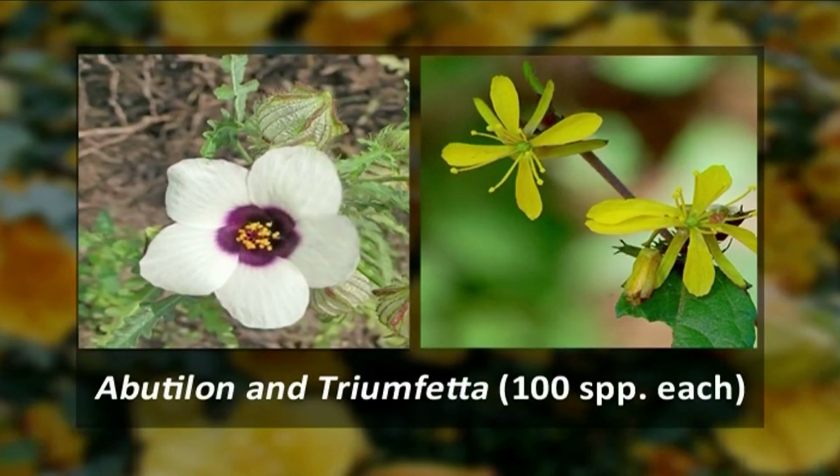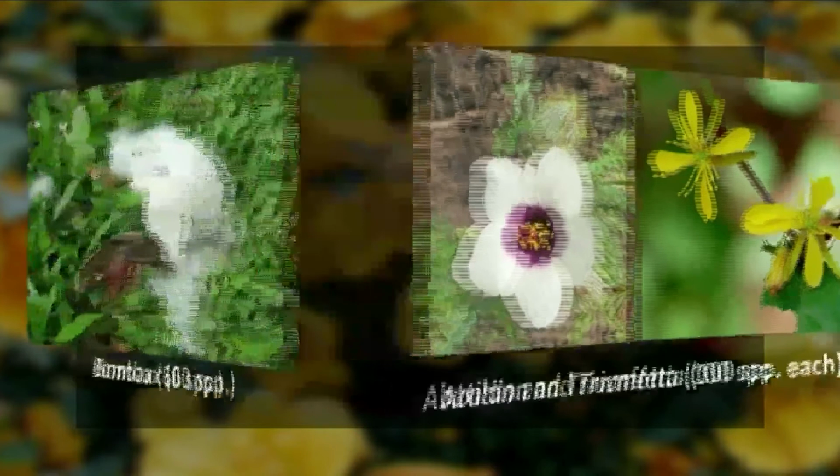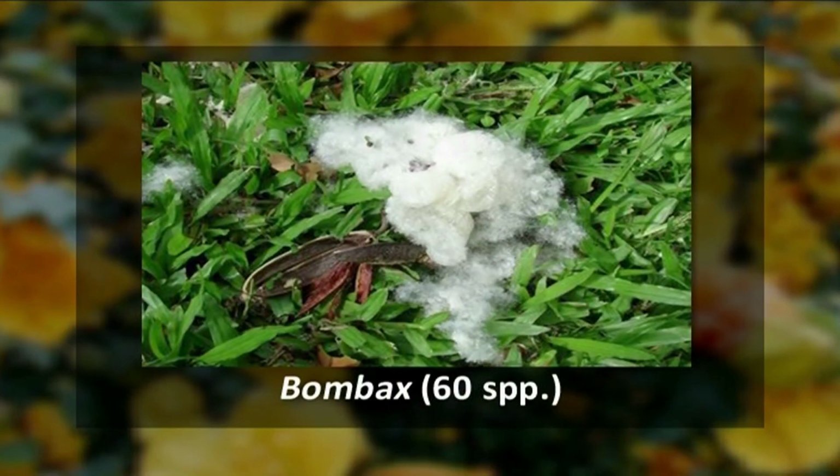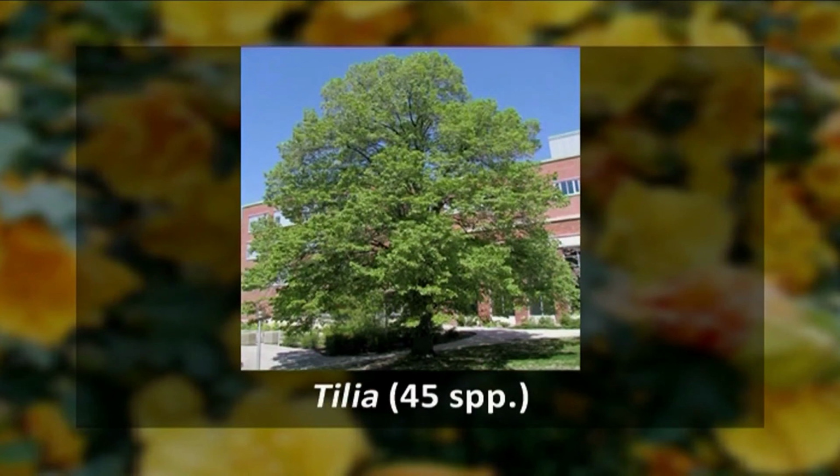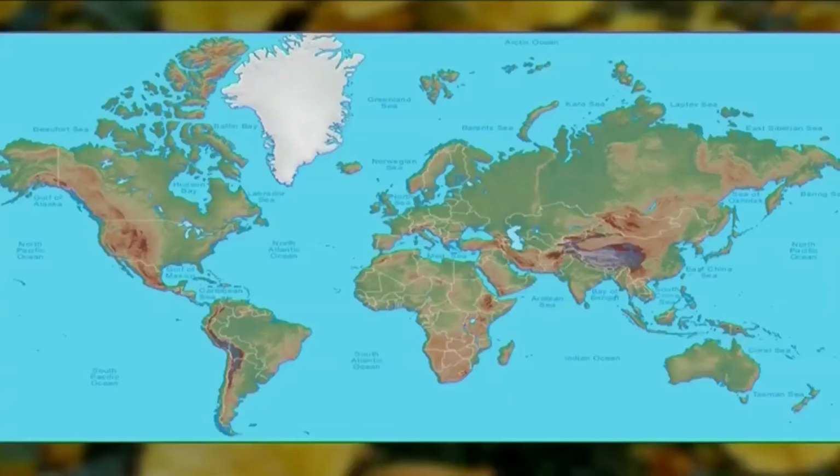Then Abutilon and Triumfetta, each having 100 species. Then Bombax, having 60 species. And lastly, Tilia, having 45 species. Members of this family Malvaceae are distributed mostly in tropical and temperate climates, but their concentration is greatest in the South American tropics.